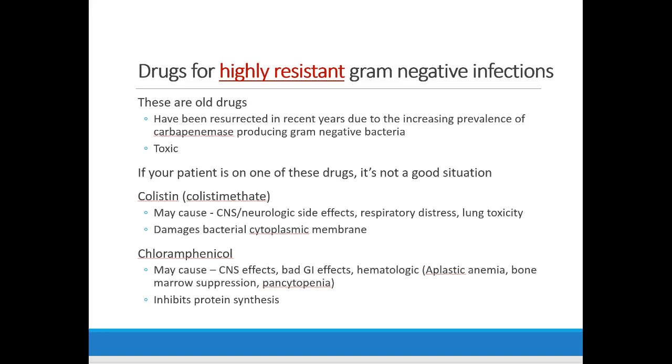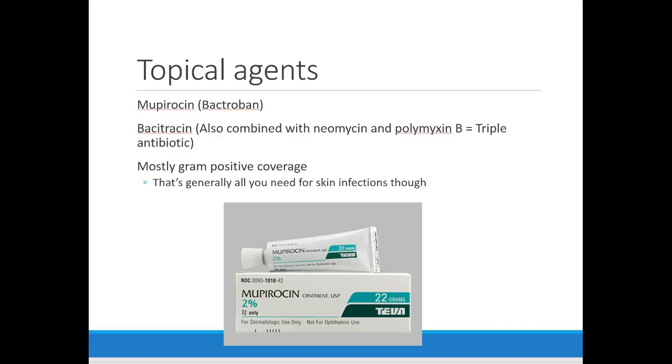And these drugs are just for your reference. There are some drugs out there that exist for highly resistant infections that, again, would be IV only. You guys would never be prescribing these medications, but they do exist for people who have really resistant pathogens. Topical agents are mostly gram-positive coverage, usually covering MRSA, things like mupirocin or bacitracin.